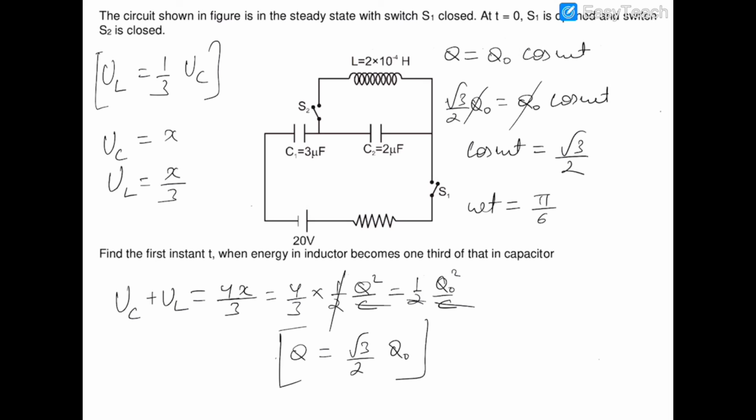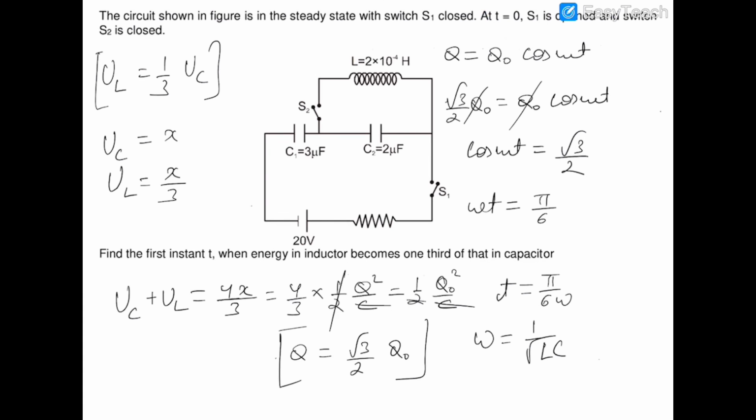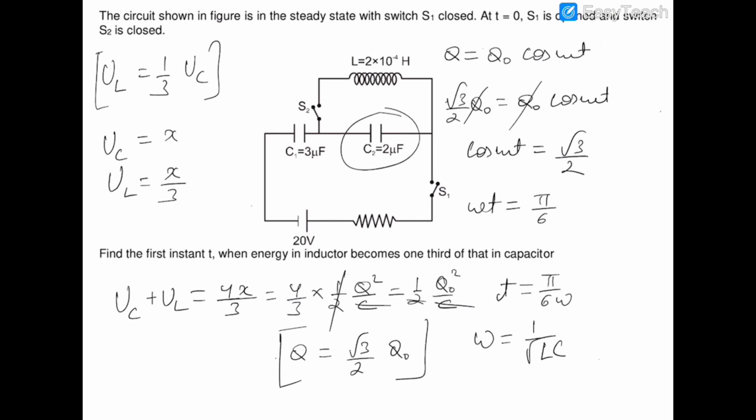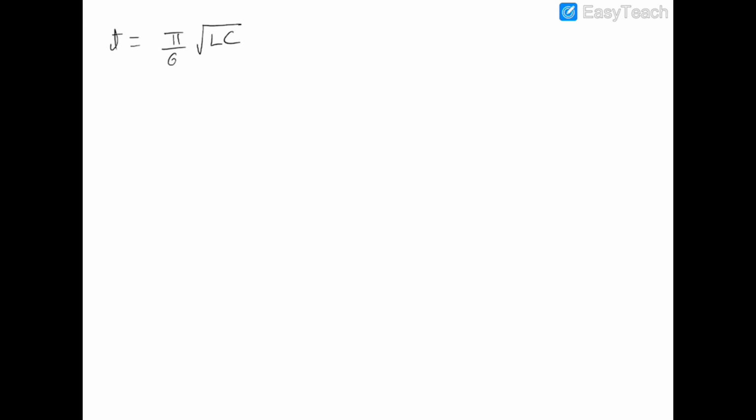Now omega t will be equal to pi by 6, and omega is equal to 1 upon under root of LC. So this time t will be equal to pi by 6 root of LC, and this C would be C2, because we are talking about this circuit only. So C2 is 2 microfarad.